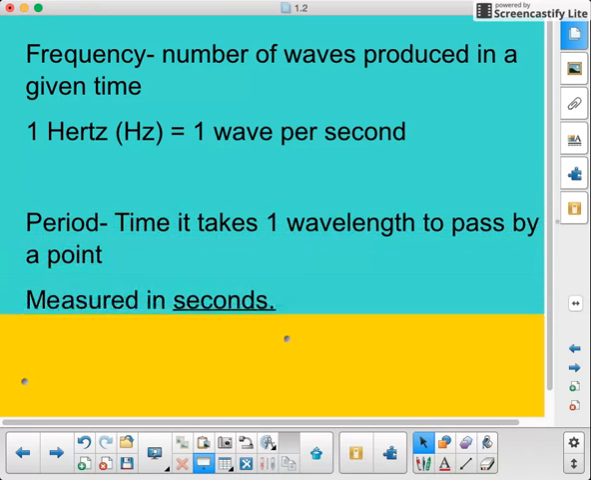The period of a wave, it has to do with time. Period is the time it takes for one wavelength to pass by a point. Because period is a time measurement, it's measured in seconds. Waves that have a shorter period are shorter, faster waves.